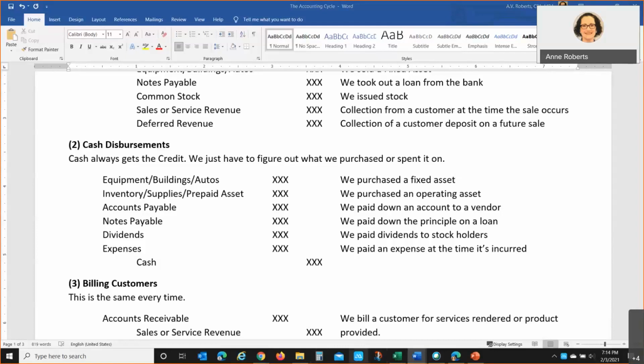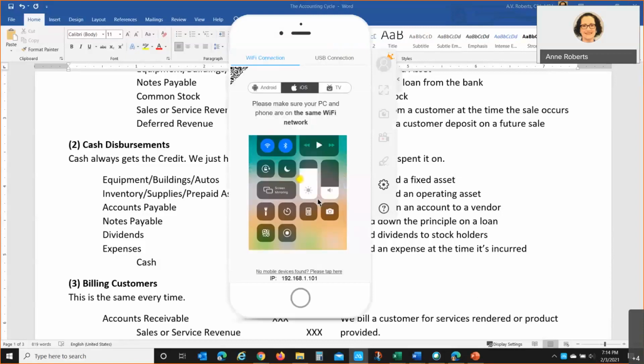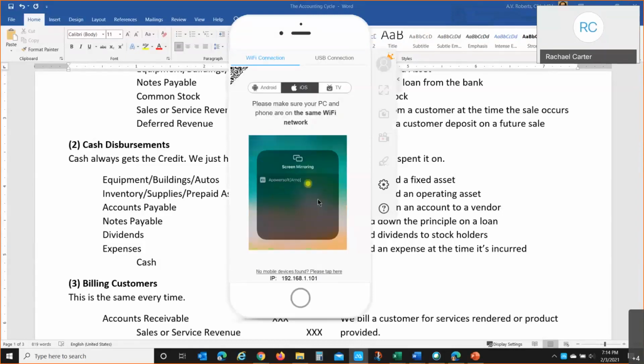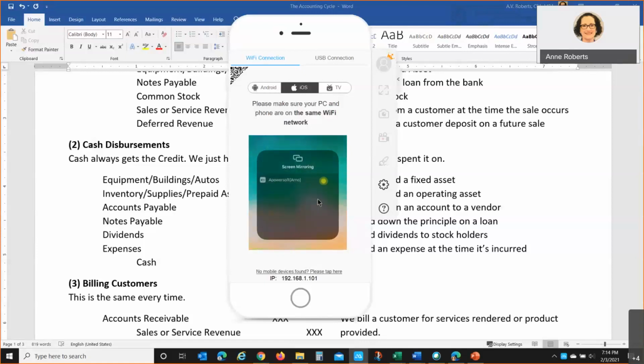You said debit is left and credit is right, is that right? Yes. Debit literally means to the left, and credit means to the right.